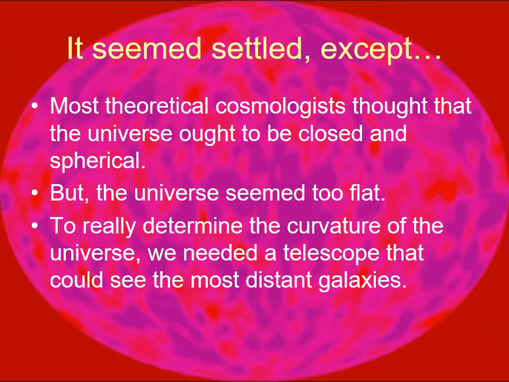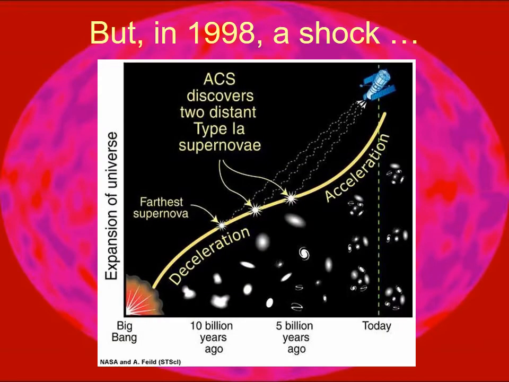The universe seemed too flat, but they thought if we looked really, really, really far away, we would see that the universe was expanding a little bit faster back then, and we could measure the rate of deceleration, and that would tell us basically how much mass was in the early universe, would solve the problem, and everybody be happy. Problem was, it's not what they found.